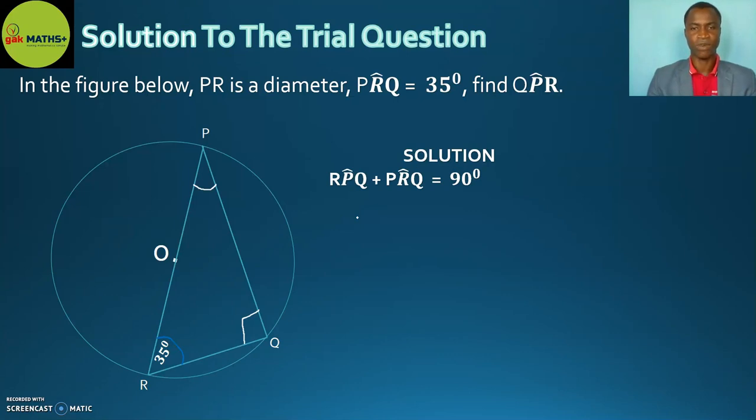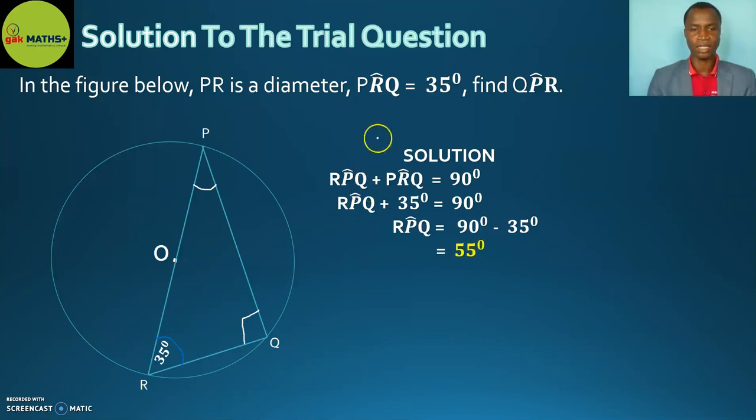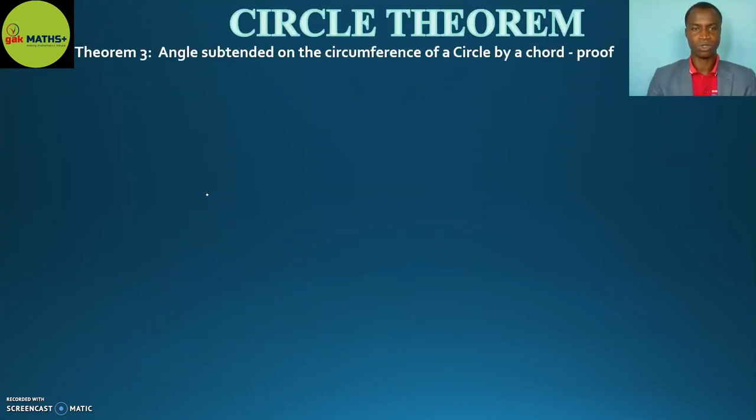Let's substitute the value of angle PRQ. So, we have angle RPQ plus 35 degrees is equal to 90 degrees. Let's group like terms. We have angle RPQ is equal to 90 degrees minus 35 degrees, and this gives us 55 degrees. So the angle subtended at P is 55 degrees. Great. Now let's look at our lesson for today.